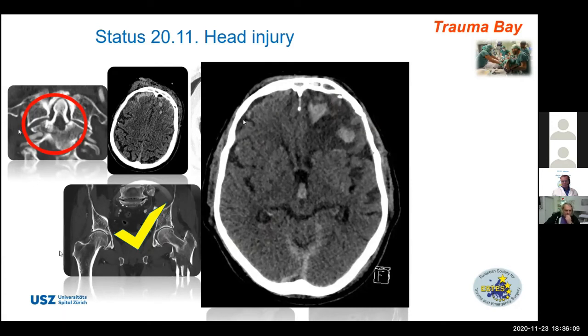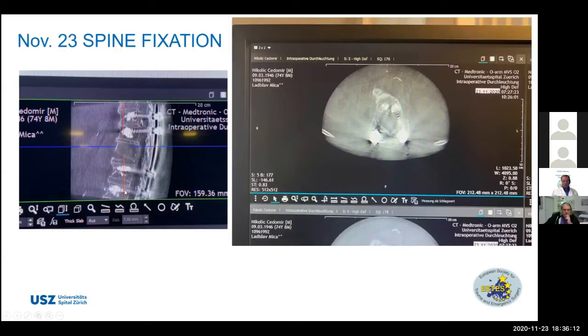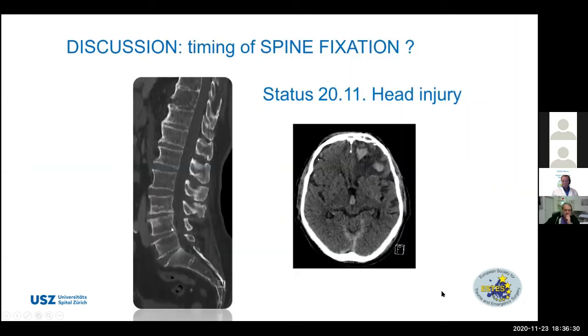So basically, I can show you what we did this morning. This morning, it was possible to do this spine fixation. You can see cemented screws, segment augmentation, and so this is what was done. So I think this pretty much sums up the case. I think the timing of the spine fixation can be a real issue to discuss, because you had to transport the patient back and forth several times. And yes, so maybe you want to take over again for the discussion.